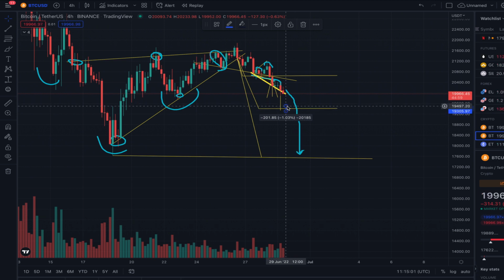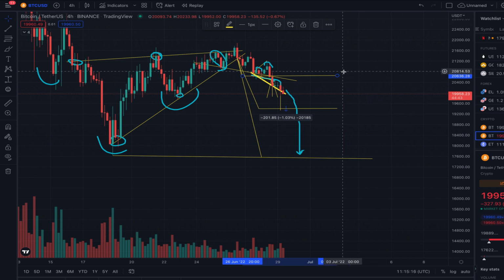I close my trade before it bounces off from these price targets right here, and that's the exact same thing that I would do if the price was going up. If I have a price target here, I will not wait until BTC bounces off from here. I will close my trade somewhere before that happens.